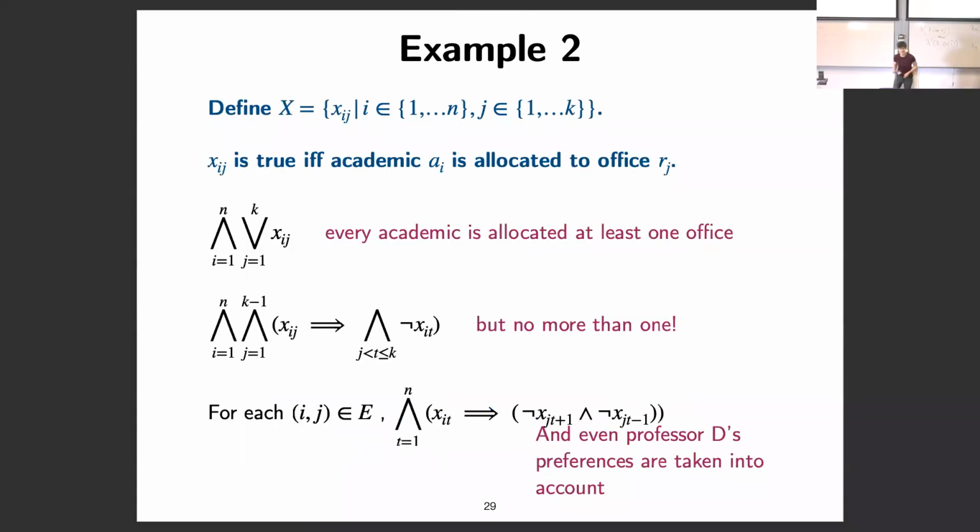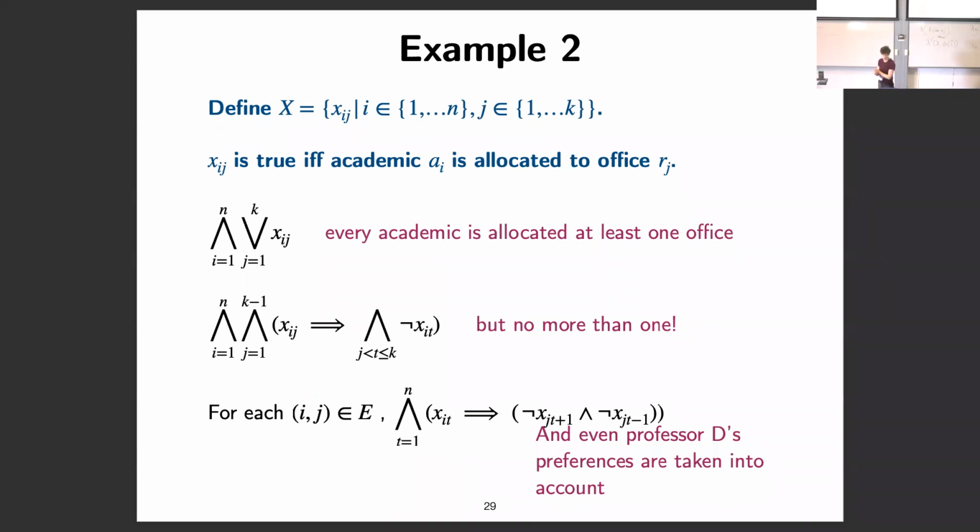So the formula I am going to write for this, what I'm going to do is create a set of variables, x_ij, where x_ij is true if academic i is allocated to office j. And one of my requirements is that every academic must be allocated at least one office, but no more than one. So my first formula is, for all i, at least one x_ij must be true. So we get at least one office.